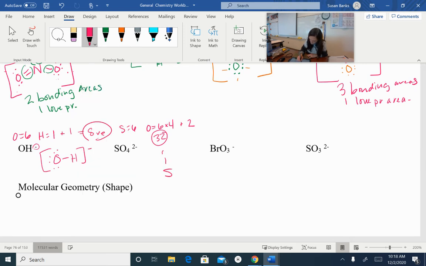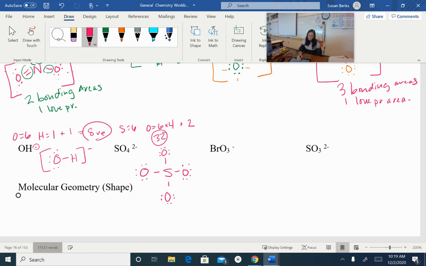So sulfur is going to be in the middle because it is less electronegative than oxygen. Each of these oxygens have one bond, so I'm going to need to put 3 lone pairs to satisfy their octets on each of these oxygens. Okay, 3 lone pairs on each of those oxygens. And sulfur has 4 bonds to it, so it also has 8 electrons.